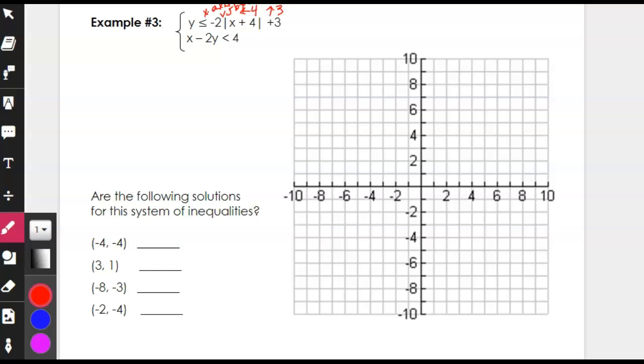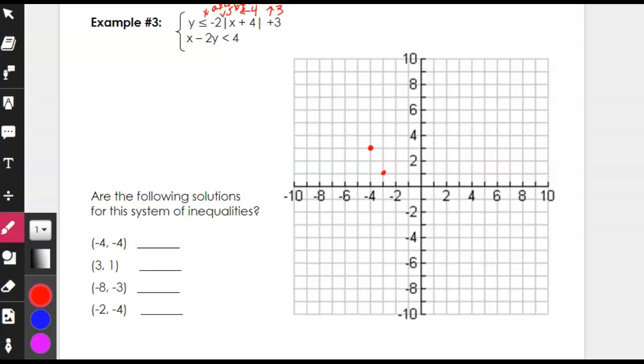I'm going to move up 3. Here's up 3. Here's my vertex. I need my graph to be opening down because I have a negative out in front. And I need my graph to be vertically stretched by 2, which means instead of going to the right 1 and down 1, I'm going to go to the right 1 and down 2 because I'm stretching by 2.